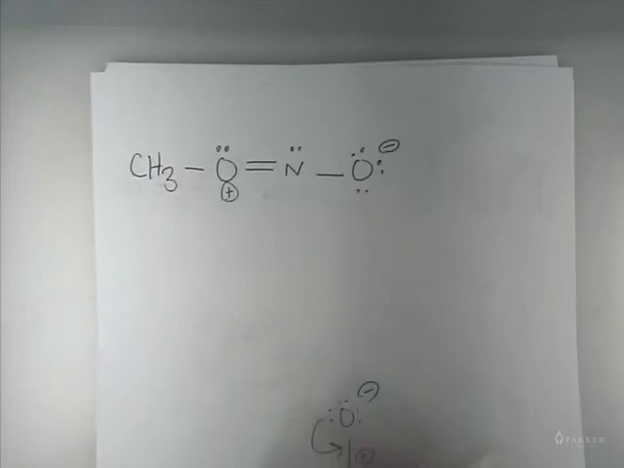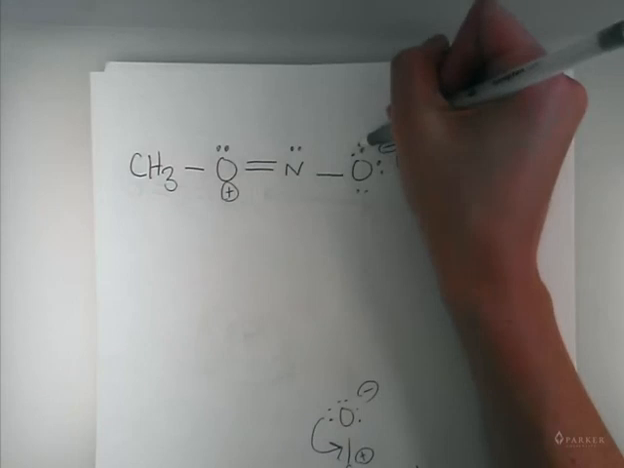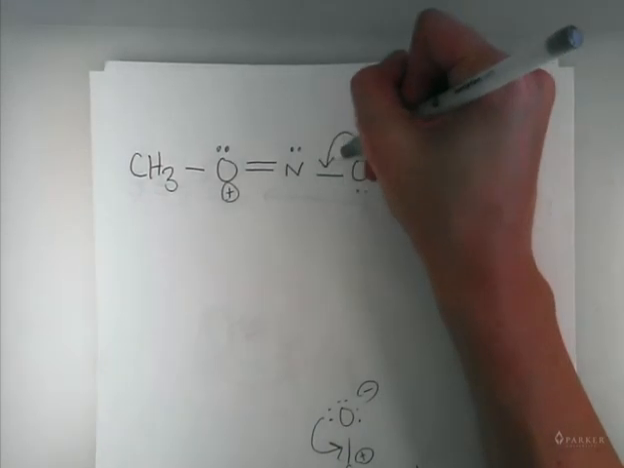Okay, so let's look at this. Where would we start on this structure? The negative. And what will we move? Lone pair. To where? The left to make a bond.